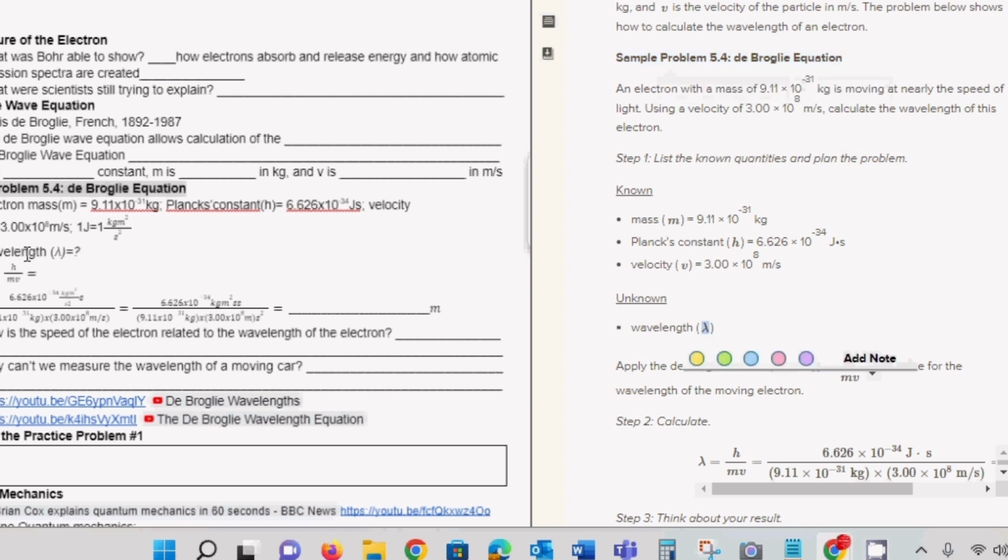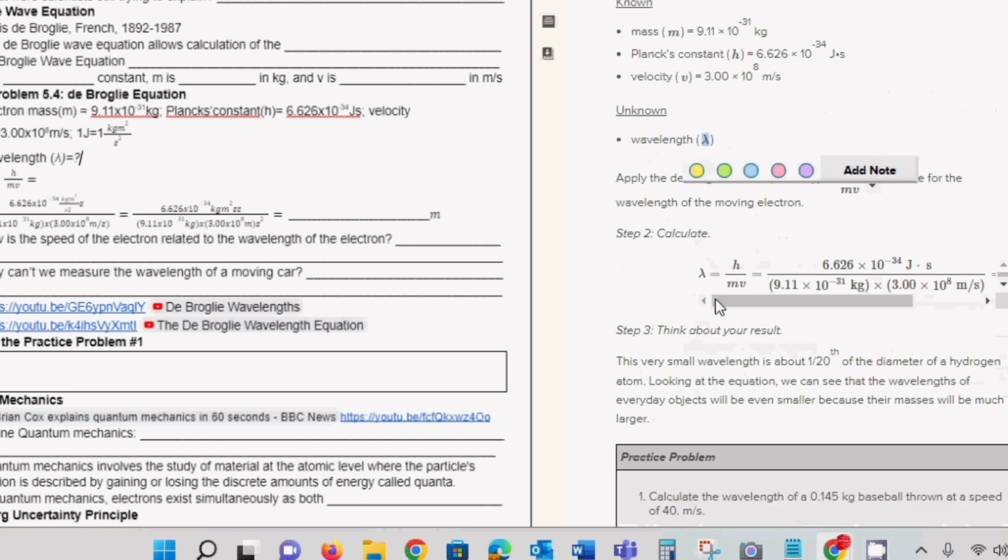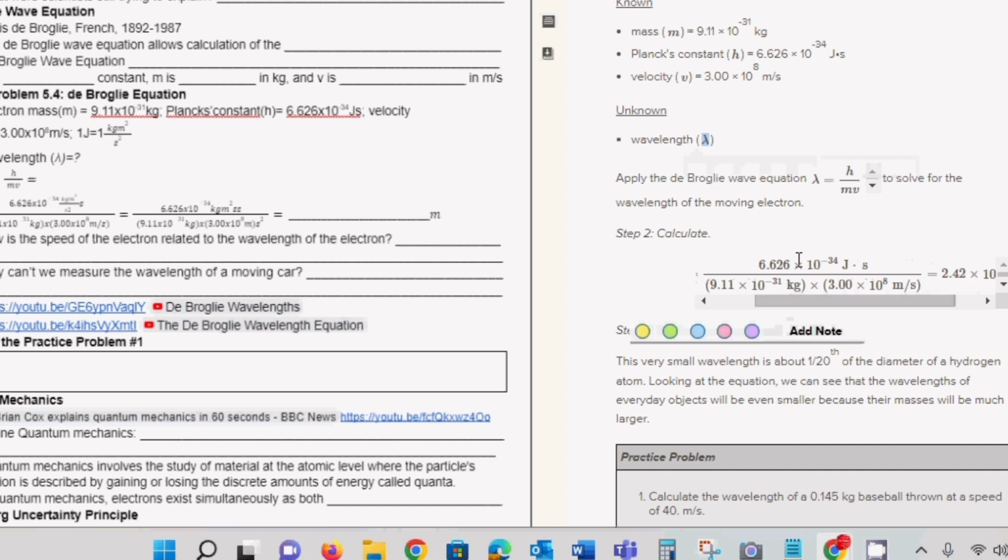And here I have wavelength equals question mark. Okay. Then they give us the formula. I have the formula. All right. The formula equals Planck's constant divided by the mass of electron times the speed of light. And oh look, that's what I have there.